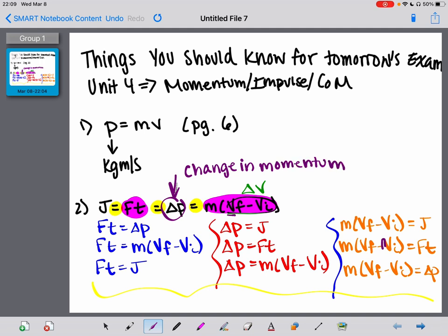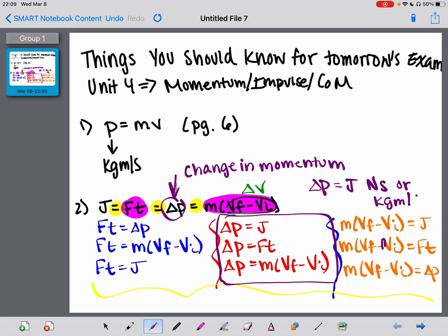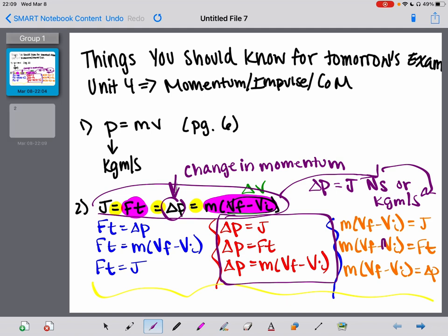So please keep in mind, you can have these forms of change in momentum equal to something that's equal to an impulse. That means that delta P, because it is equal to an impulse, can have the units Newton seconds or kilogram meters per second. In fact, any of these can have those units, Newton seconds or kilogram meters per second. Like I said, you are just plugging in whatever variable you are given, and then you'll have absolutely no problem.